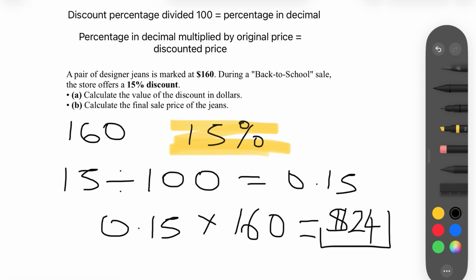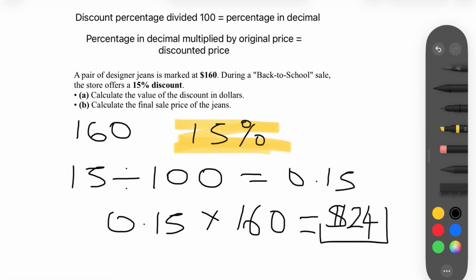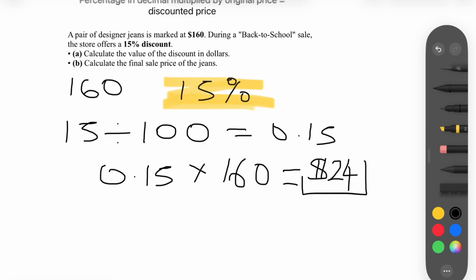So what it's basically saying is that we should calculate the amount that we are saving. So we are saving $24. And A is finished. That's all you have to do to find the discounted price. So this is the price that is being taken out of the original price. Now, B says calculate the final sale price of the jeans. Now, all this is saying is for you to calculate the amount that is going to be left after the discount is taken out.